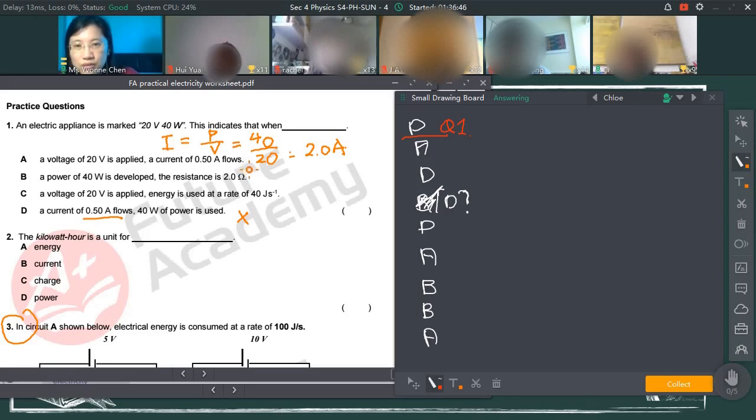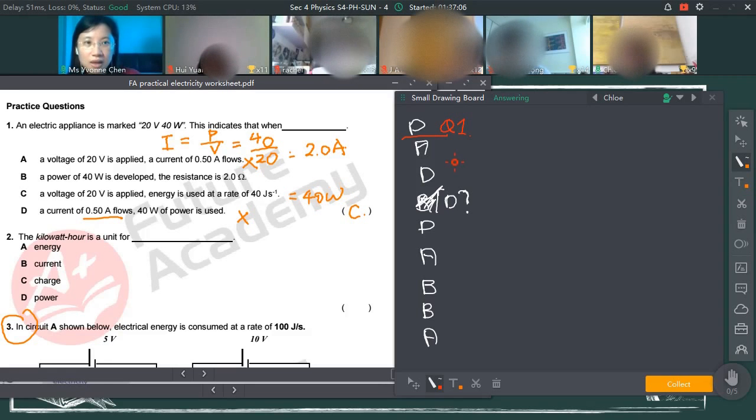Okay, we can also eliminate A. So it's actually either B or C. The correct answer actually should be C, because 40 joules per second is the same as 40 watts. Okay, so question 1 should be C. Then question 4.